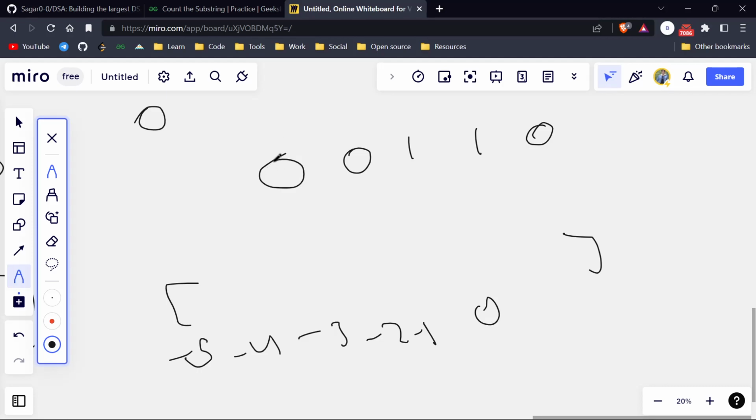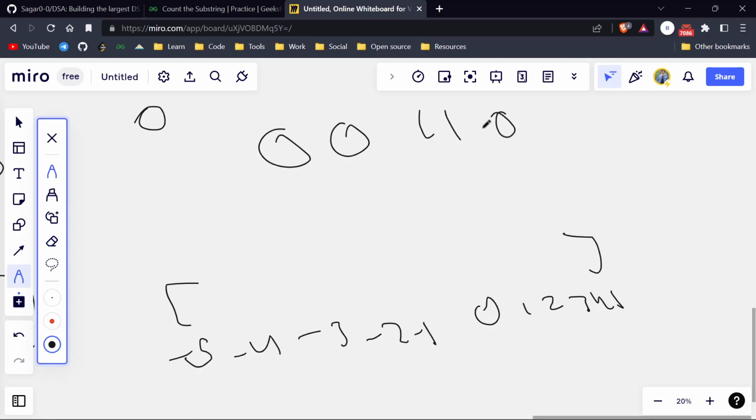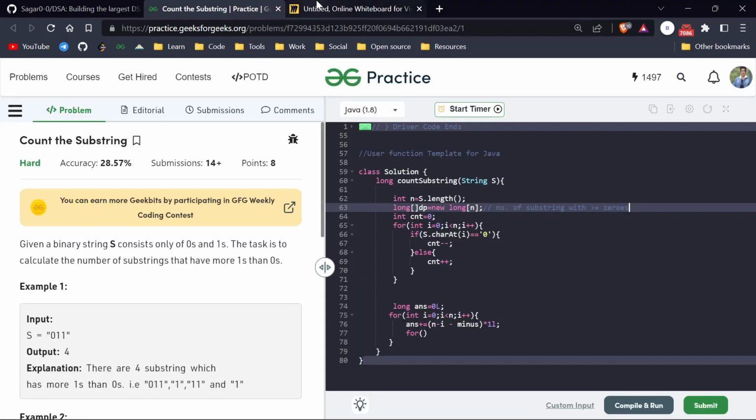And if all the values in our string are 1, 1, 1, then from 0 it will be 1, 2, 3, 4, 5. So the maximum value will be 5. Okay. And in this case, the value is 0, 0, 1, 1, and 0. So initially the value of count is 0, and at this index we hit 1, so we hit 0.